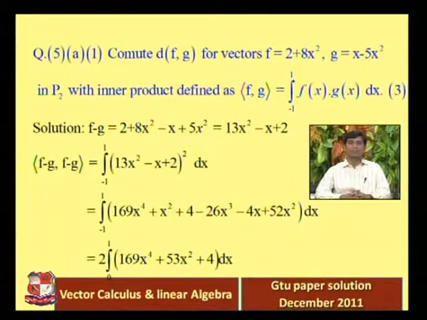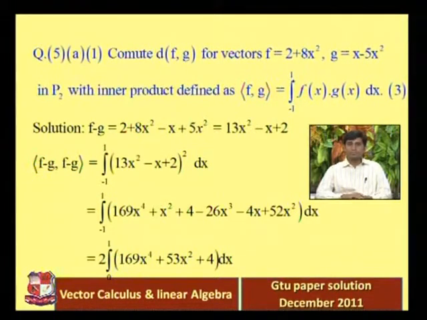Okay, so that is our P2 with the inner product defined as, the inner product is already defined here, we use this inner product, right? To find the distance from f to g we use this inner product, whatever is given in the statement. The inner product of f and g is equal to the integration from minus 1 to 1 of f(x) into g(x) dx. This question was asked in 3 marks.